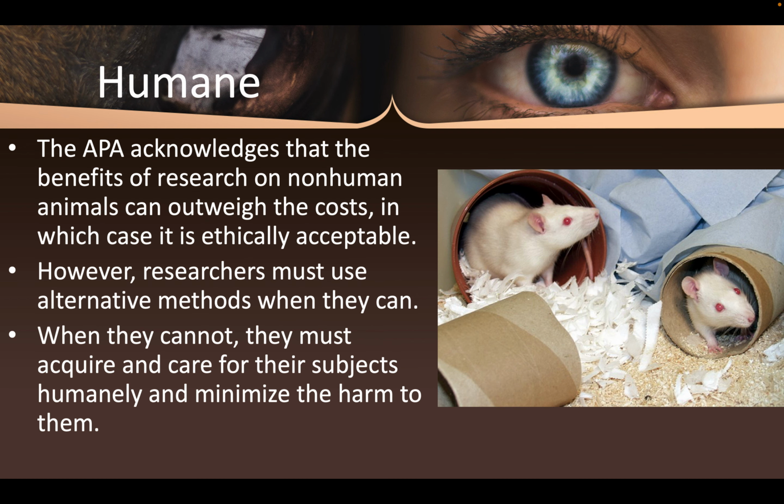The APA acknowledges that the benefits of research on non-human animals can outweigh the costs, in which case it is ethically acceptable. However, researchers must use alternative methods when they can. When they cannot, they must acquire and care for their subjects humanely and minimize the harm to them.